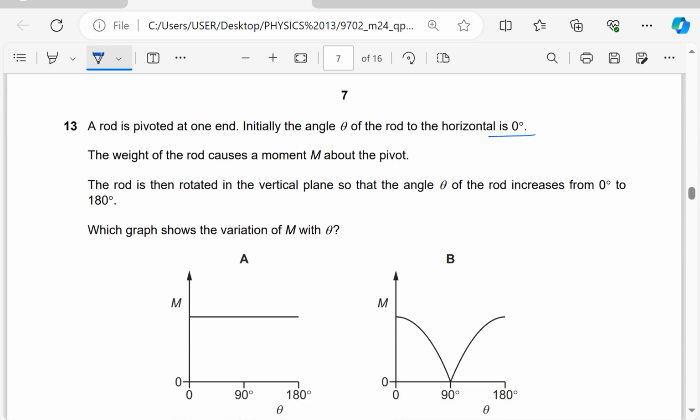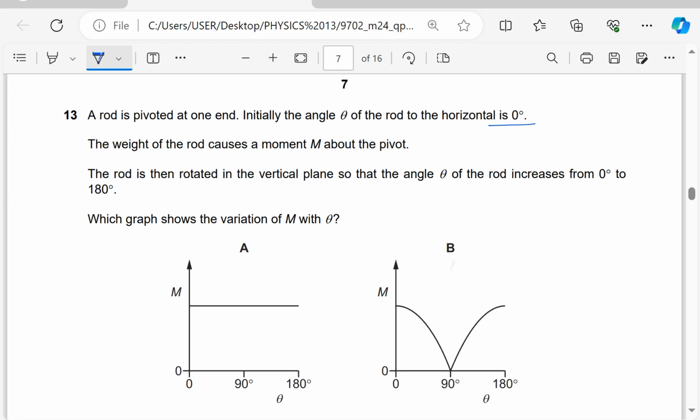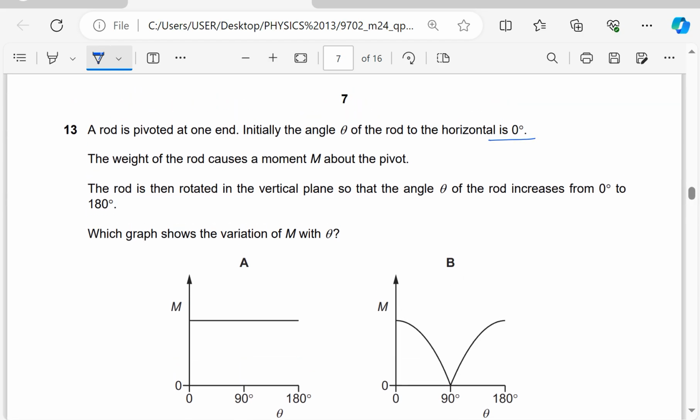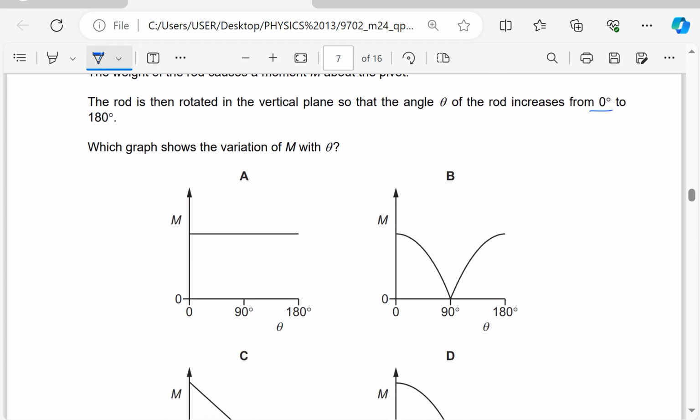The weight of the rod causes a moment M about the pivot. The rod is then rotated in the vertical plane so that the angle theta of the rod increases from 0 to 180 degrees. Which graph shows the variation of M with theta?